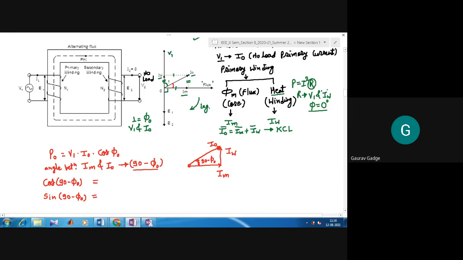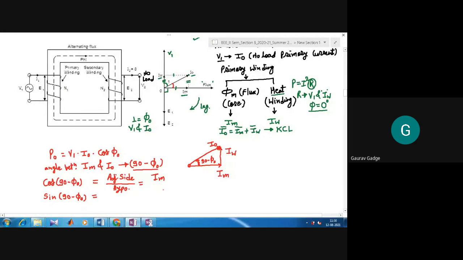Can anyone tell me? Okay, cos of phi, generally trigonometric formula आपका क्या होता है? Adjacent side upon hypotenuse. Adjacent side upon hypotenuse. Now, what is the value of adjacent side? It is IM.